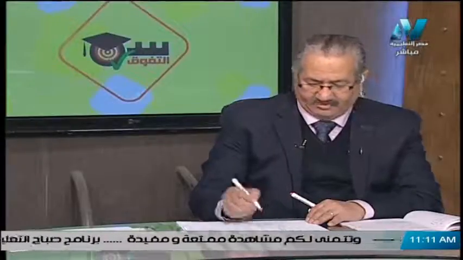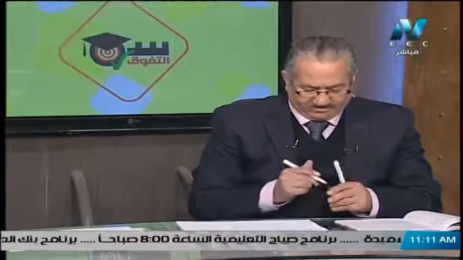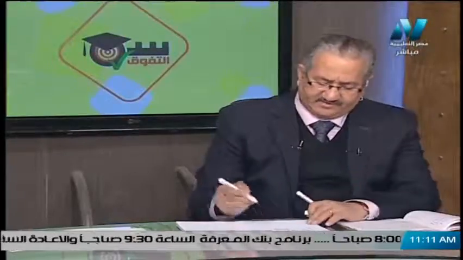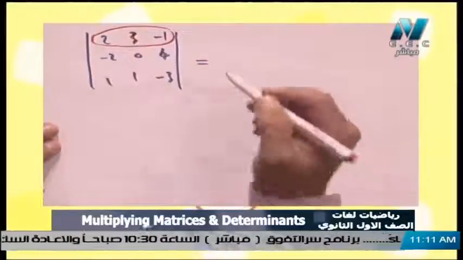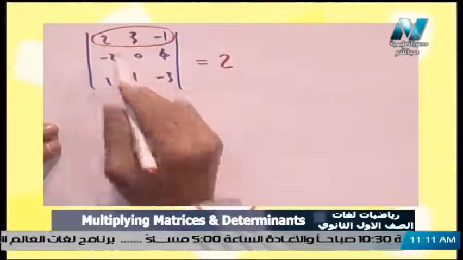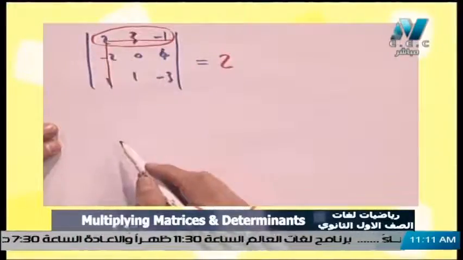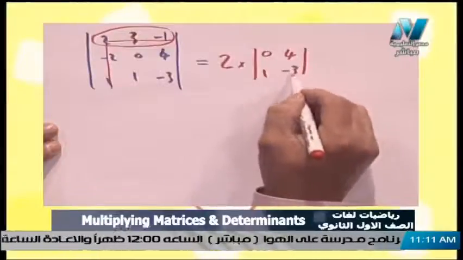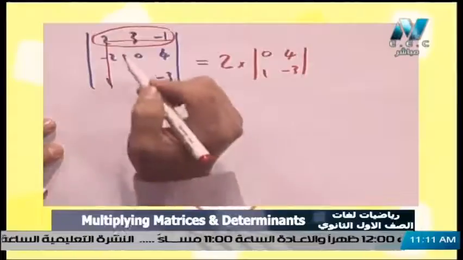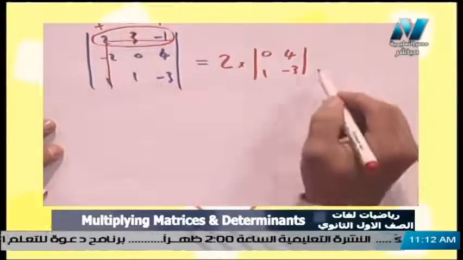If we have a matrix like that, or determinant like that, 2, 3, negative 1, negative 2, 0 and 4, 1, 1, negative 3, and we would like to find out the result of this determinant. And if we decide that we will find it by using this row here, first we have to put the number 2 and cancel its row and its column to multiply it by 0, 4, 1 and negative 3. Do not forget, my dear students, that the sign here positive, negative and positive.